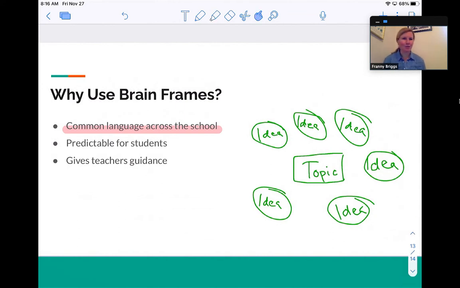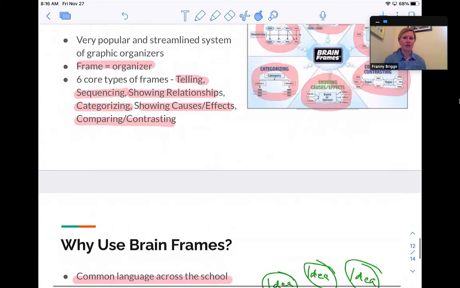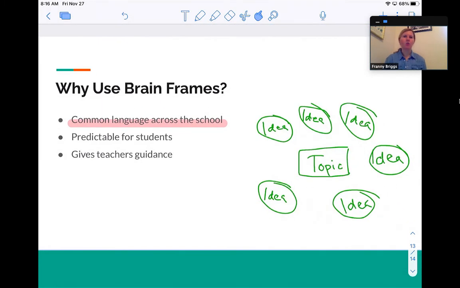And it really helps you as a teacher too. If you only have to choose between these 6 different types of things, it's going to give you a lot of guidance. Like, okay, which frame should I be using? And you don't have to be searching on the internet for different types of organizers, and then have to teach your students how to use them. So we really want to try to increase our use of brain frames.